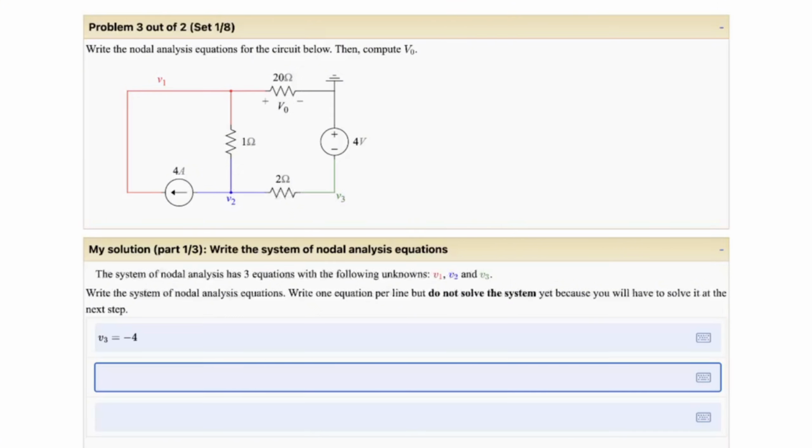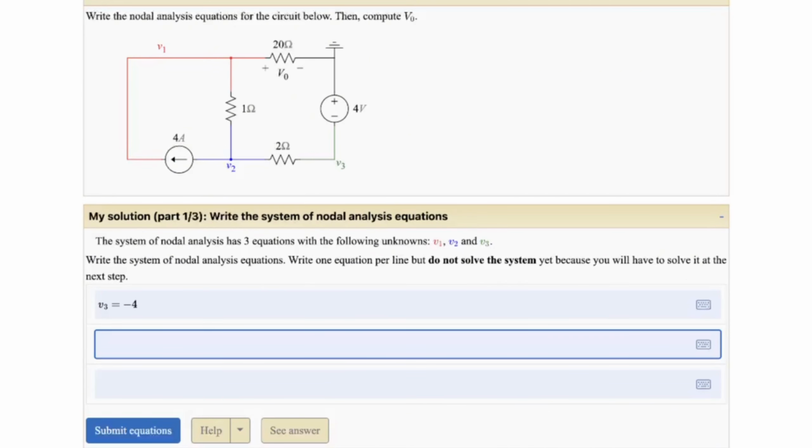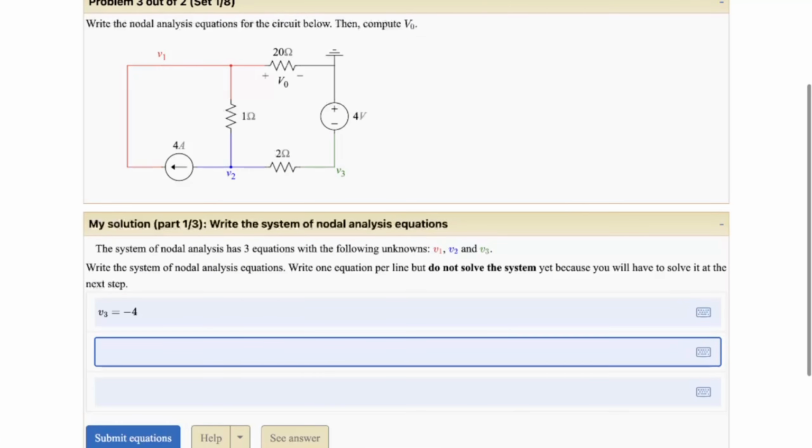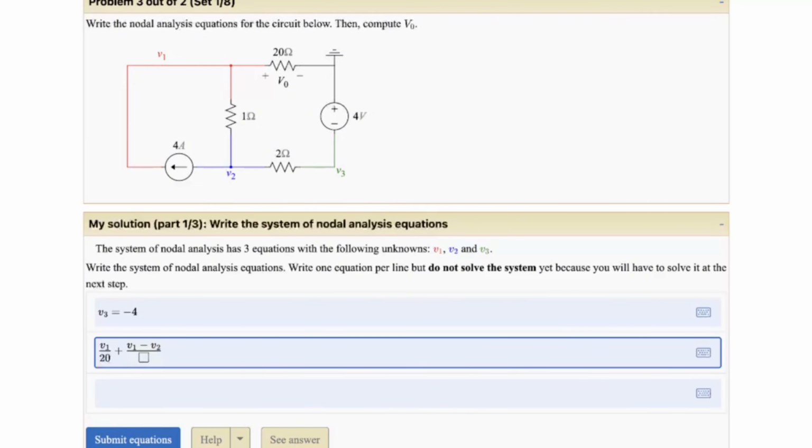Next, let's go to V1, and we're going to use KCL for this. So from V1 to the reference node on the top of the circuit, it's going to be using Ohm's law, voltage over resistance. It's going to be V1 over 20. Really, it'd be V1 minus 0, but because it's the reference node, we can just ignore that. We're going to add that with, let's go from V1 to V2 over the 1 ohm resistance. So that'd be V1 minus V2 over 1.